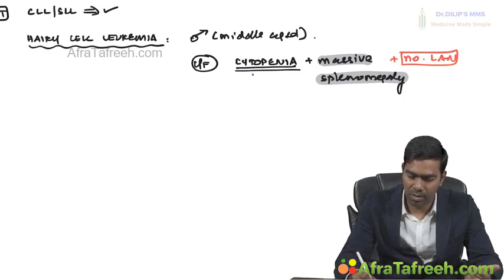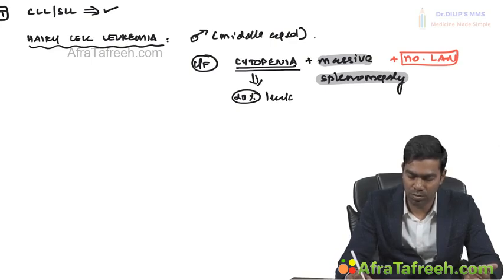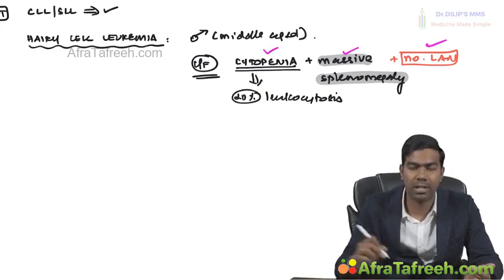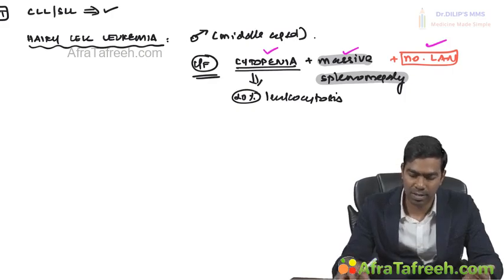And remember, one important thing, 20% of the patients may have leukocytosis also. But this is not an important thing for exam. The first three things which I told you are the ones that will be asked in exams. These are the characteristic exam related things.